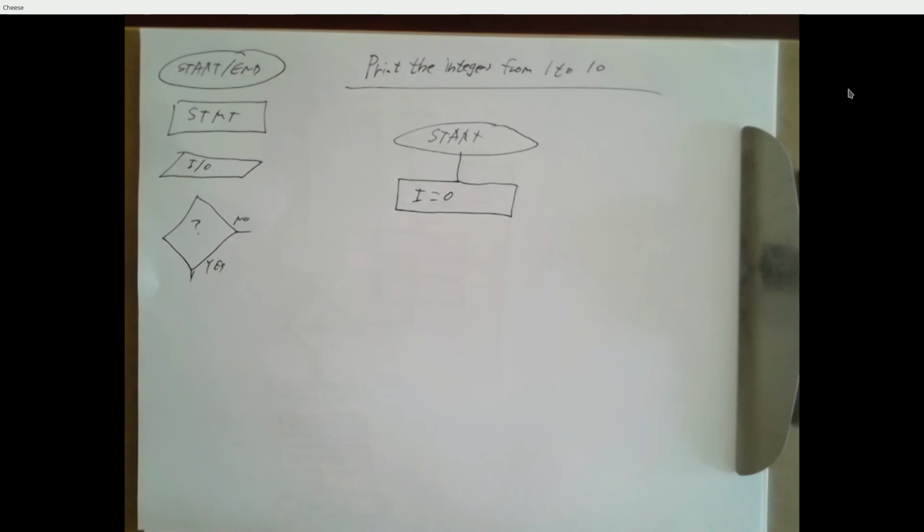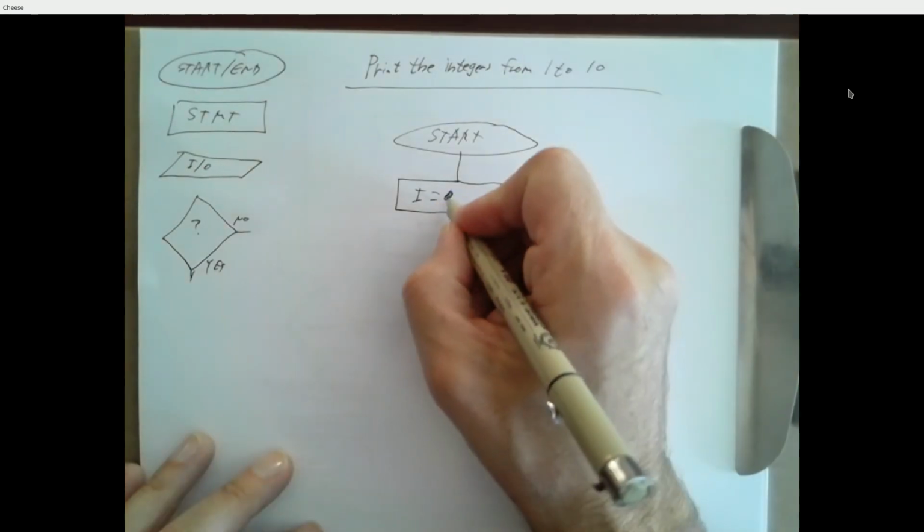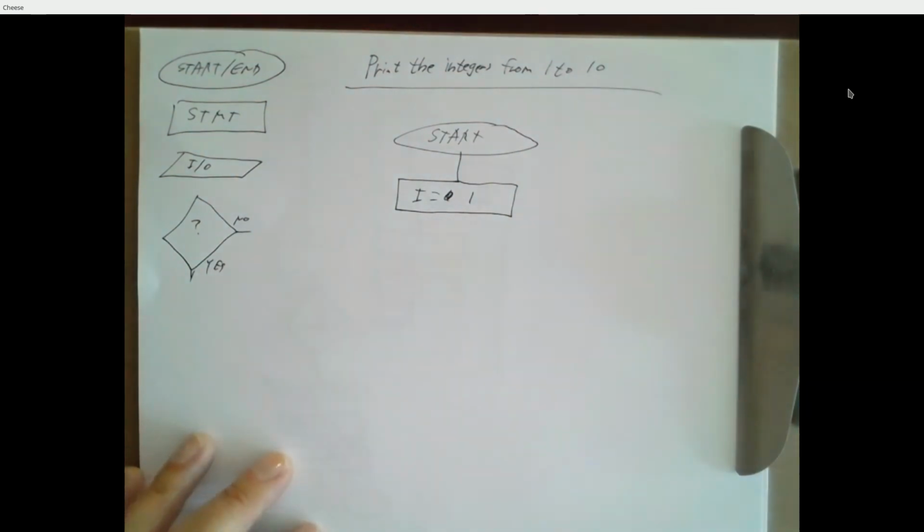So you suggested initializing to 1? Yeah. Okay, so let's go ahead and do that. Let's initialize I to 1, because that's the first number we want to print out. So what should we do next? Check to see if I is less than or equal to 10. Okay.